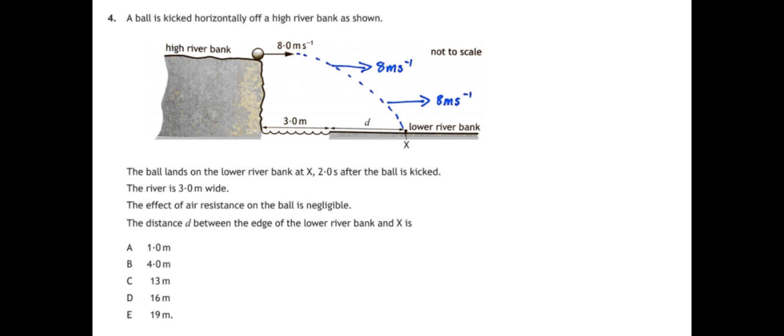horizontal velocity of the ball is constant because, as it says in the question, the air resistance is negligible. So the ball kicked at 8 meters per second will continue horizontally at 8 meters per second all the way until it hits the ground. Its vertical velocity will increase, but we don't need to worry about that here. So we can find the total distance travelled by the ball. Distance equals speed times time, which is 8 meters per second multiplied by 2 seconds, which is 16 meters. That tells us this distance here from the bottom of the cliff to point X is 16 meters.